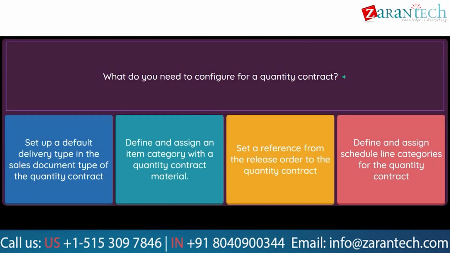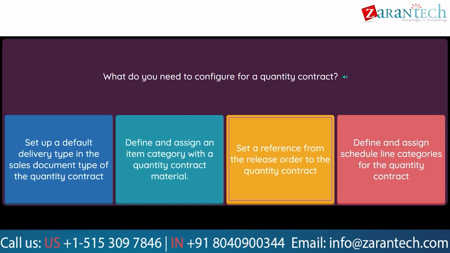Question: what do you need to configure for a quantity contract? Option 1 set up a default delivery type in the sales document type of the quantity contract. Option 2 define and assign an item category with the quantity contract material. Option 3 set a reference from the release order to the quantity contract. Option 4 define and assign schedule line categories for the quantity contract.